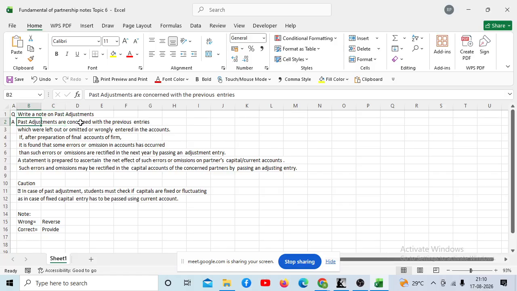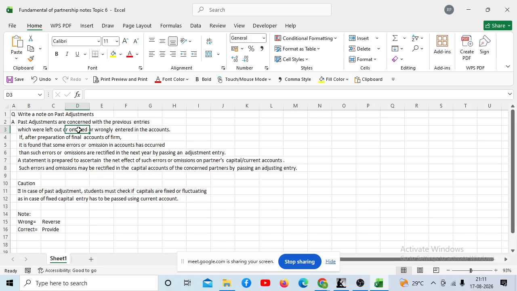Done. Okay. Now see, I will just read the answer. Past adjustments are concerned with the previous year entries which were left out or omitted or wrongly entered in the accounts. Now, what is the meaning of past adjustments? It means this is related to the previous year, right? In the previous year, either the accountant has left out or omitted some entry, or he has wrongly entered that entry.